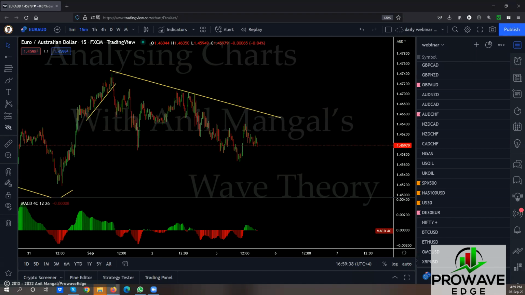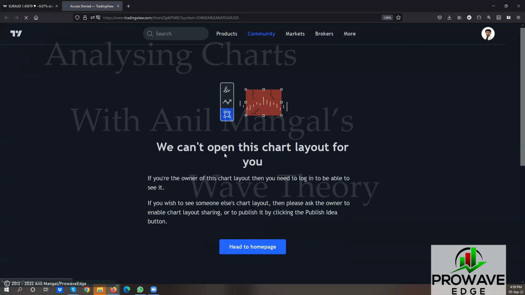Okay, let me see, this chart is opening. TradingView, let's see. We can't open this chart layout for you. Well, that's on your side. It's not on my side. Some chart layout you want to open, they're not doing it for you. I don't know why. Maybe you don't have access to that chart.